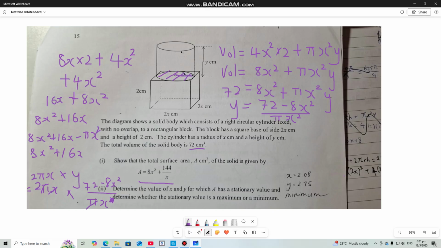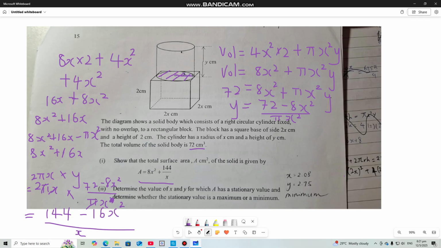So we'll just do that. That will be, of course, 2 times 72. That will be 144. And then that will be, of course, 2 times negative 8x squared. That will be negative 16x squared over x. Right, this is what we have.